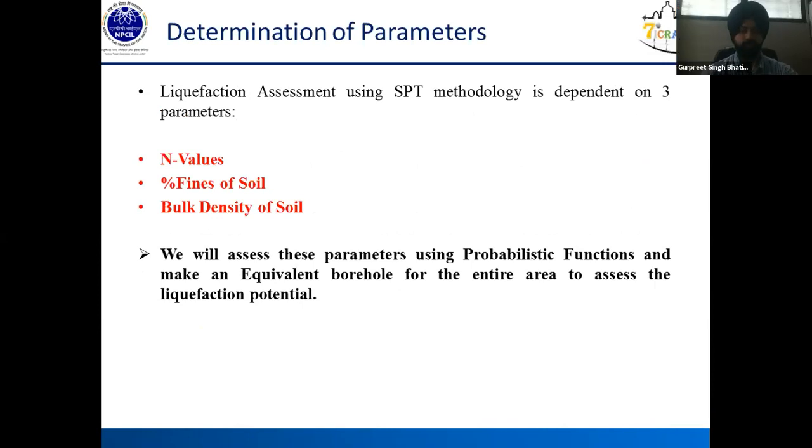So I have already told that we are dependent upon three parameters: N values, percentage fines, and bulk density. And all these parameters are prone to error for many reasons, not just because we are taking these parameters at site. There is a probability that due to faulty measurement or other reasons, we may determine these parameters with somewhat inefficiency. So probabilistic techniques will take care of this and will give us more conservative results as compared to the averaging technique.